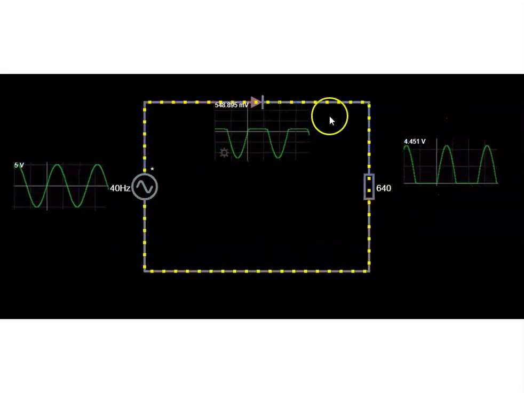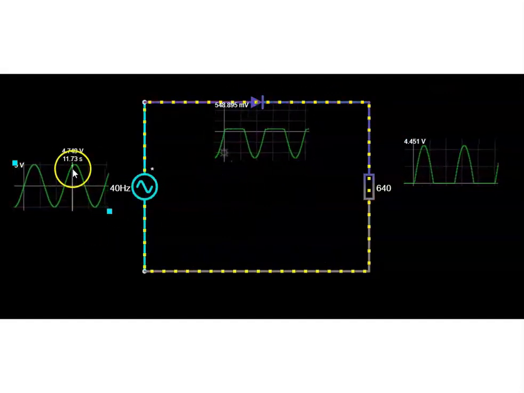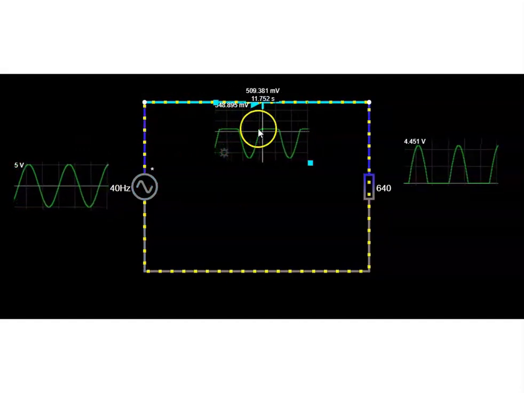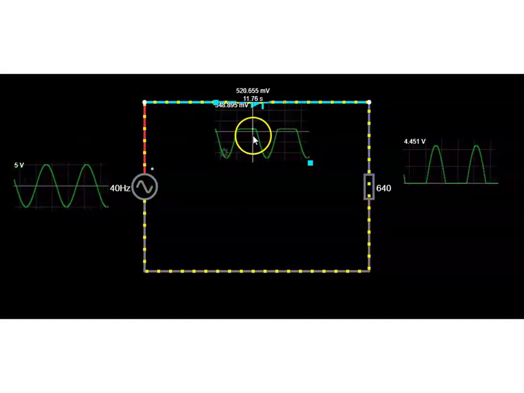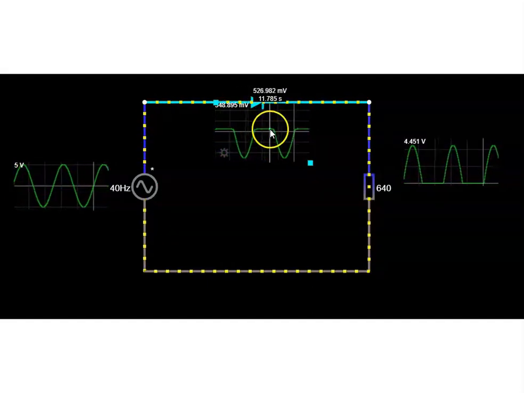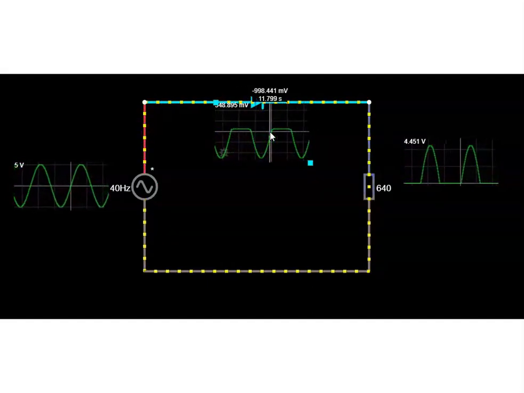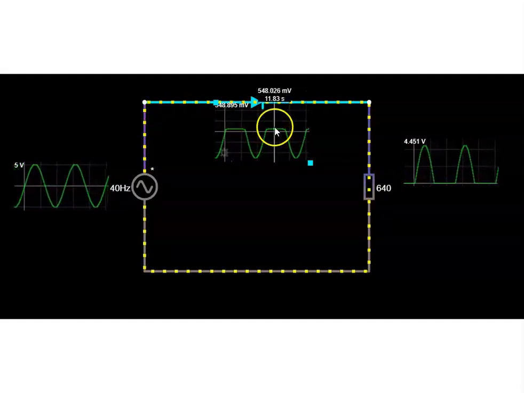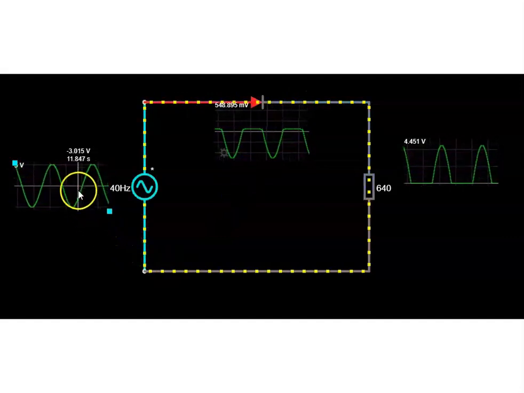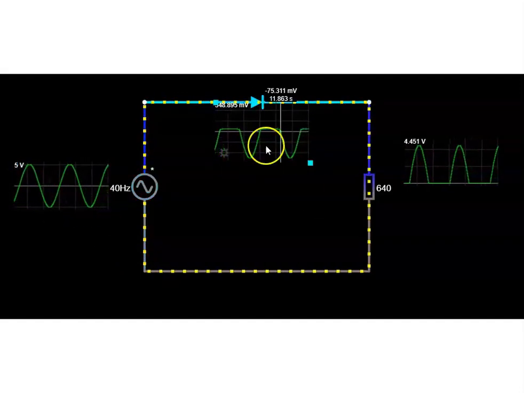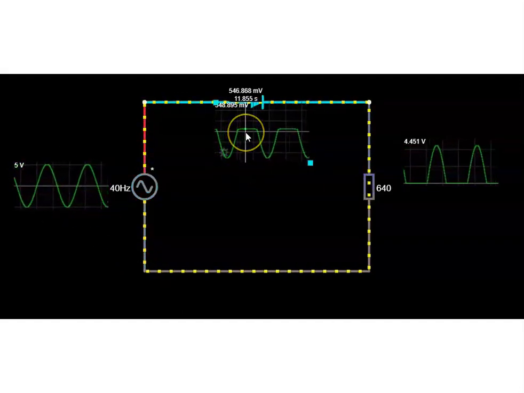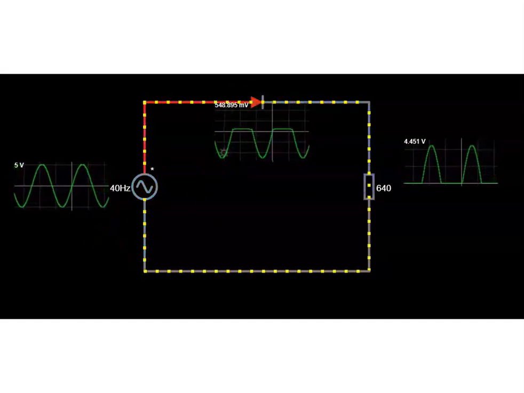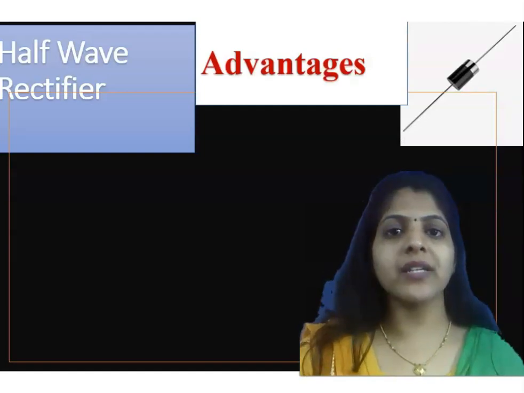Now look at the waveform across the diode. During the positive half cycle of the input, the voltage across the diode is 0 ideally, or practically it will be 0.3 or 0.7 depending on the type of the diode. For a germanium diode it will be 0.3 volt, and for a silicon diode it will be 0.7 volt. And during the negative half cycle of the input, the voltage across the diode is maximum, that is the same as the input waveform. Now let's see the advantages of the half-wave rectifier circuit.